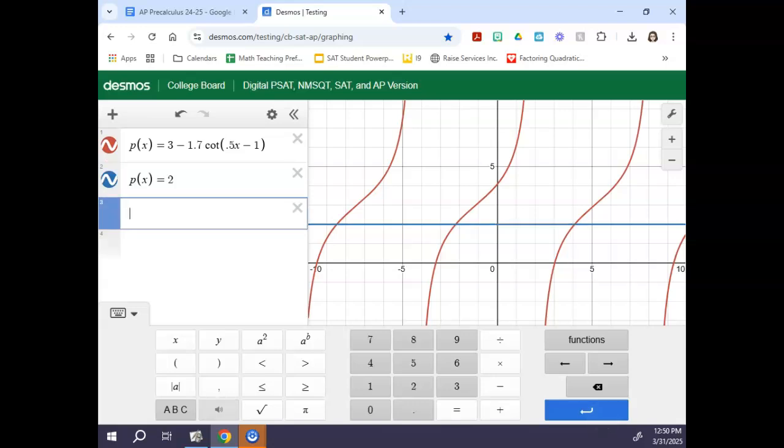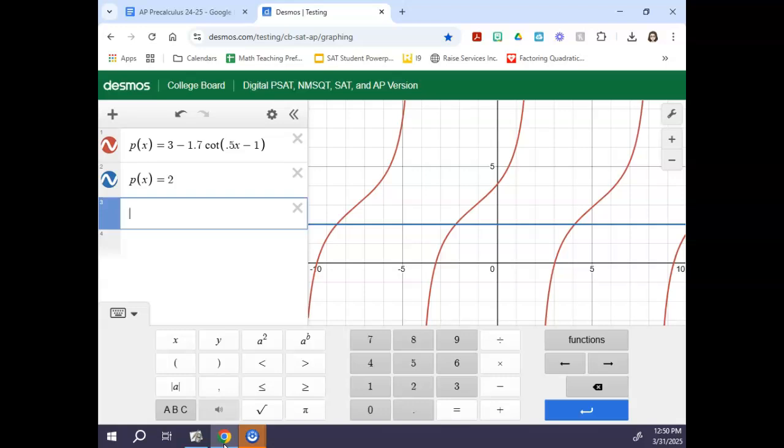So the red is my P of X function. The blue is right where it hits 2. I can see 3 solutions. There's actually an infinite amount of solutions, but I only want it to go from 0 to 2 pi. Plus, if you look at your x-axis, it's not in terms of pi like we've been looking at when we do that. And so there's some things we need to fix on here.